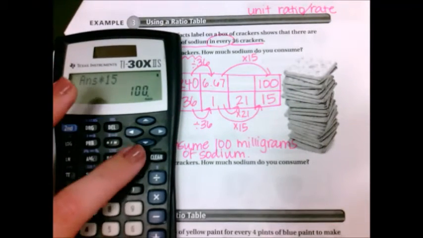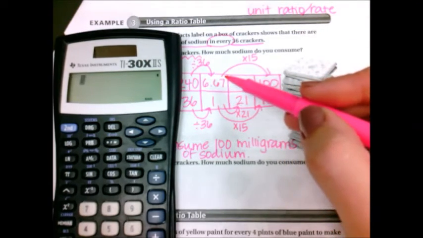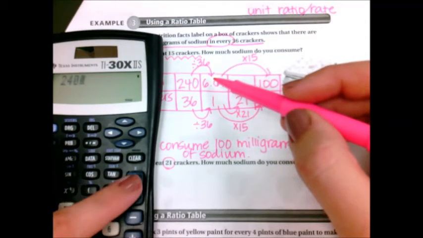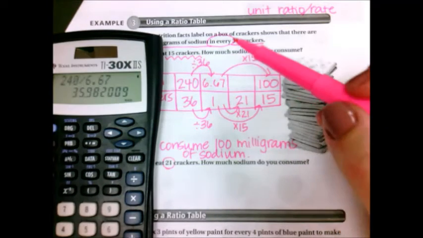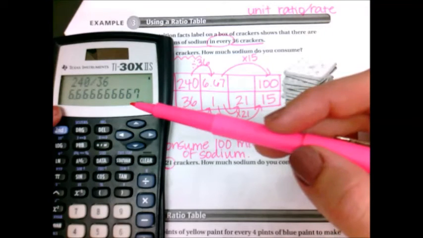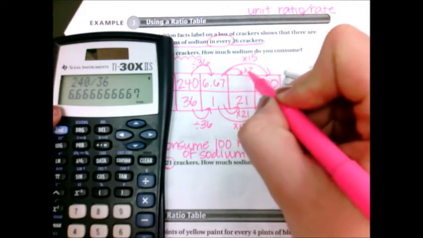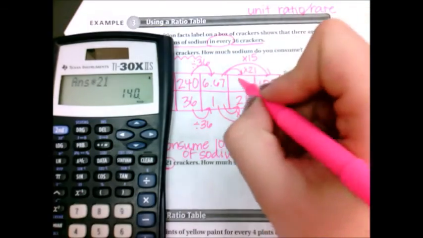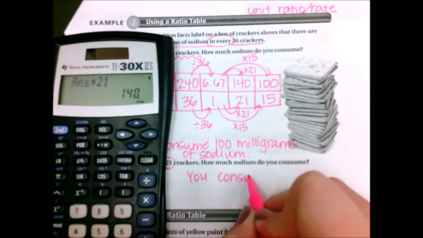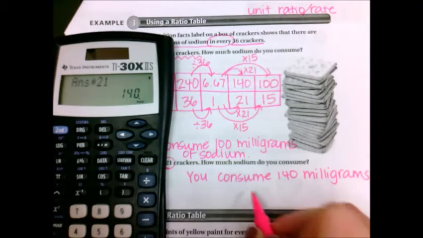With my calculator, I'll make sure I hit clear to clear out any information that it's storing. If I type in 6.67, I'm going to get a slightly different answer. So I'm going to repeat this step right here, 240 divided by 36, so that I get the answer that I abbreviated and shortened and rounded in this box. And then we're going to multiply by 21. And I get the answer 140. How much sodium do you consume? You consume 140 milligrams of sodium.